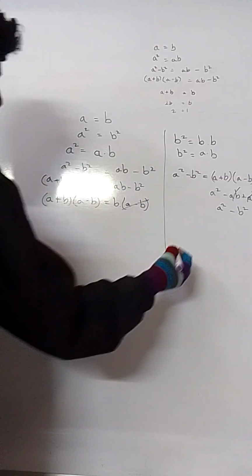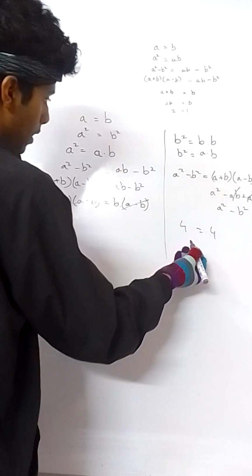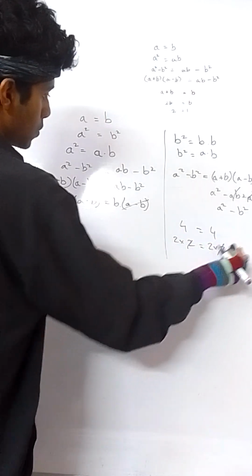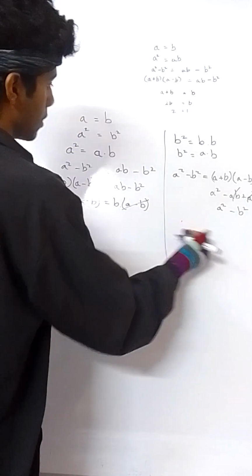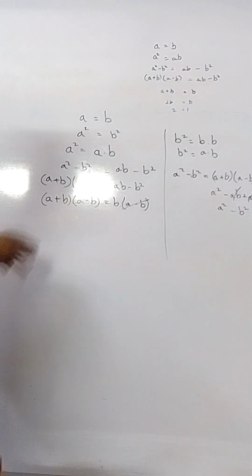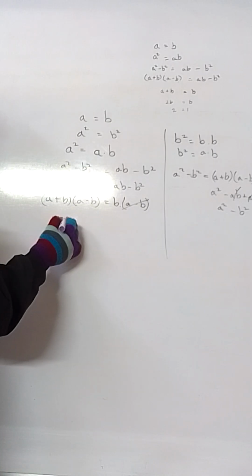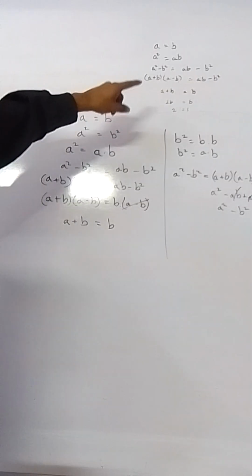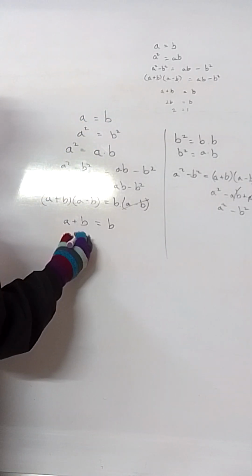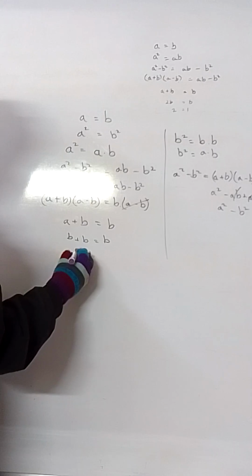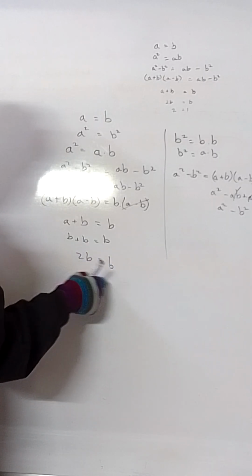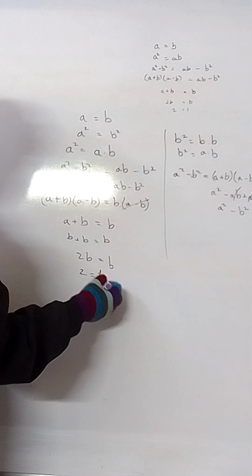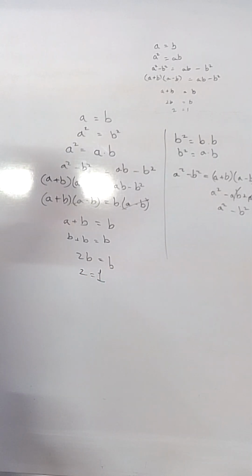What do we do, right? 4 is equal to 4. 2 into 2 is equal to 2 into 2. The 2 can just cancel out. We can just take it common, right? So we just cancel it out. What we are left with is A plus B equals B. And we know that A is equal to B, so that would be B plus B is equal to B. That would be 2B is equal to B. B goes here, divides. So 2 is equal to 1. So this is the proof that 2 is equal to 1.